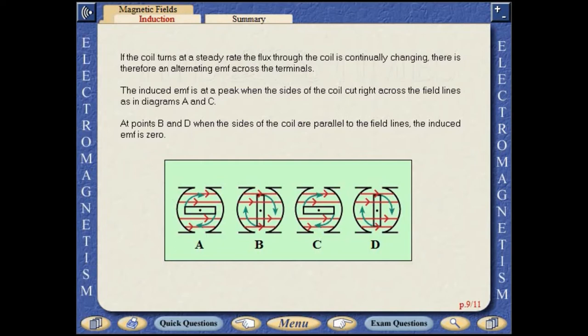If the coil turns at a steady rate, the flux through the coil is continually changing. There is therefore an alternating EMF across the terminals. The induced EMF is at a peak when the sides of the coil cut right across the field lines, as in diagrams A and C. In diagrams B and D, when the sides of the coil are parallel to the field lines, the induced EMF is zero.